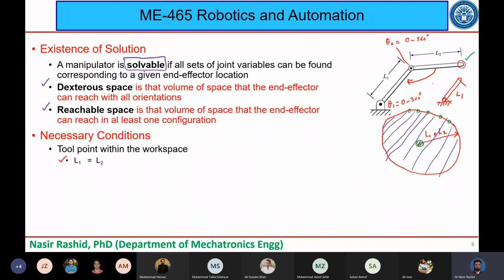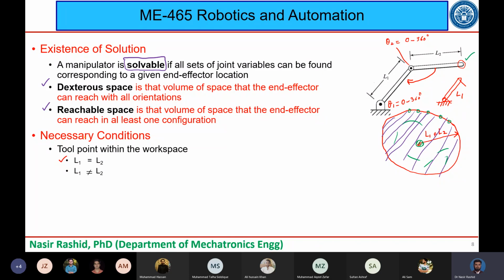So this is the maximum extent of the reachable space for this manipulator, which I have shown here. This is a planar manipulator, which I keep telling you again and again. Within this, somewhere in this area, it may reach in more than one configuration, but in all configurations it cannot reach in this space. So there is only one point where it can reach in all configurations, and that is actually called the dexterous space.